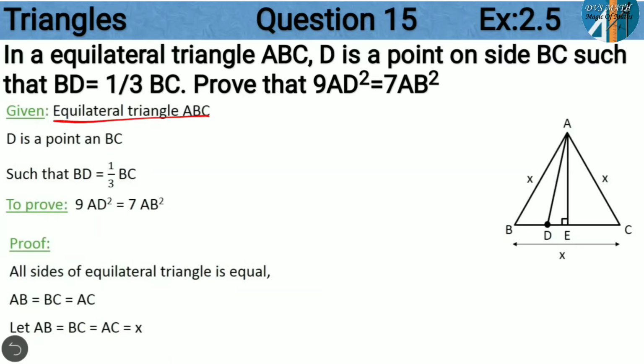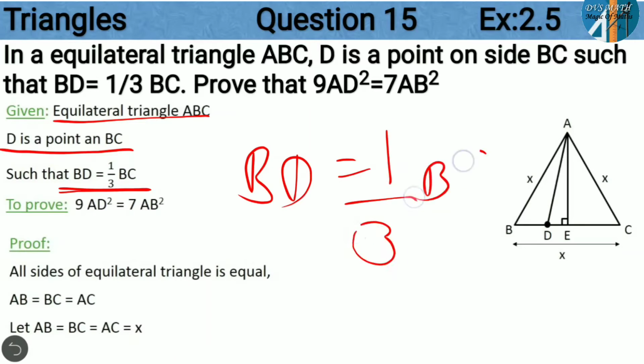So we have one equilateral triangle ABC. As you all know, equilateral triangle means all sides are equal. Here they have given that D is a point on BC, such that BD is equal to 1 by 3 of BC. That means if you take 1/3 of BC, you will get BD. To prove, that is 9AD square is equal to 7AB square. So let's move on to the proof.